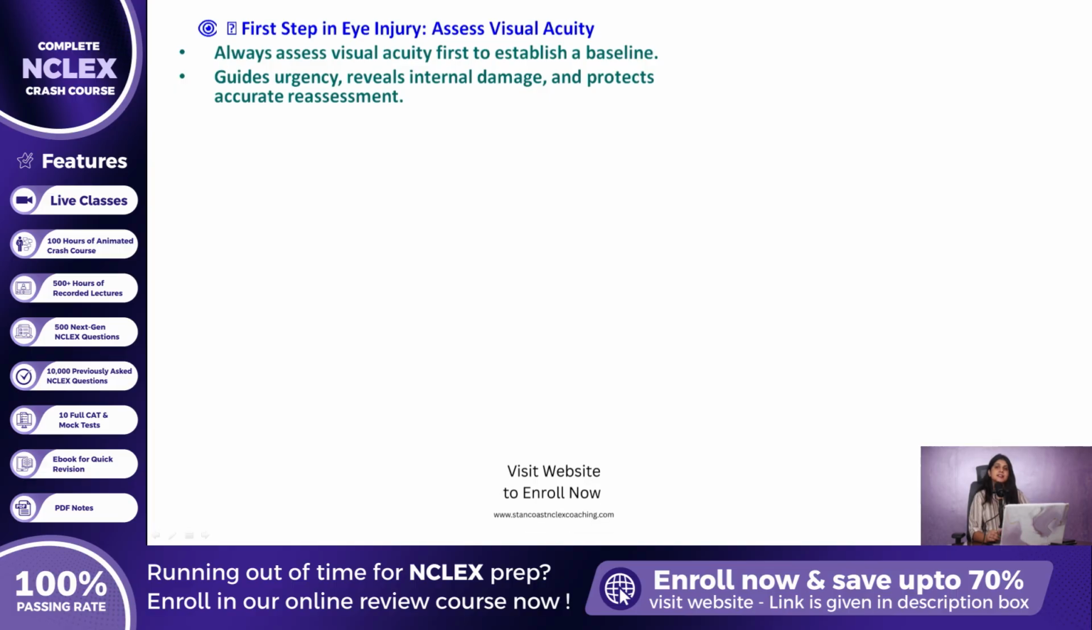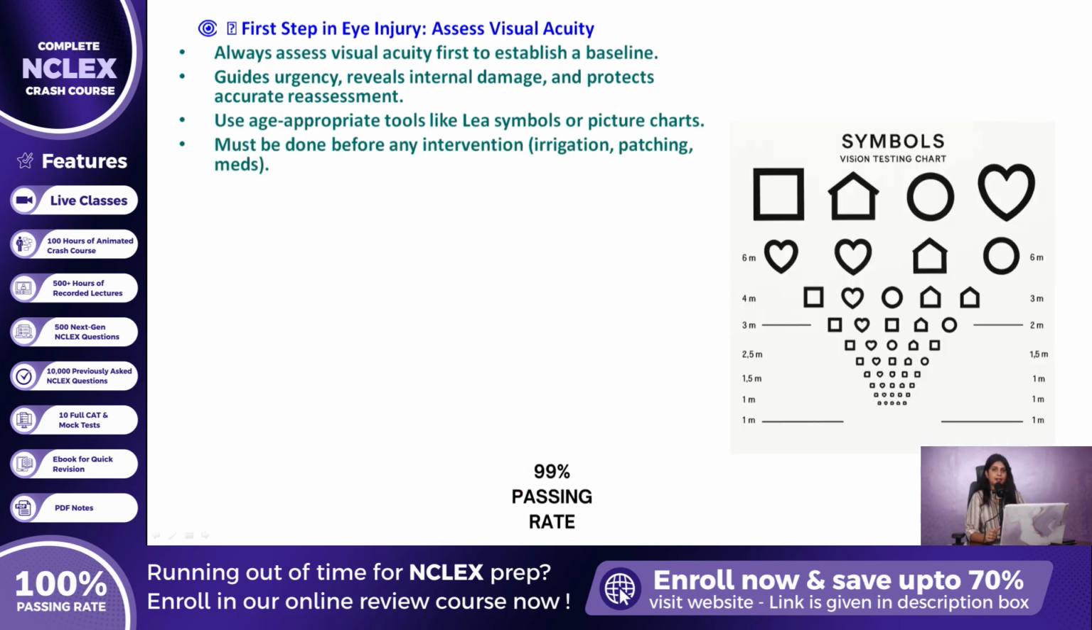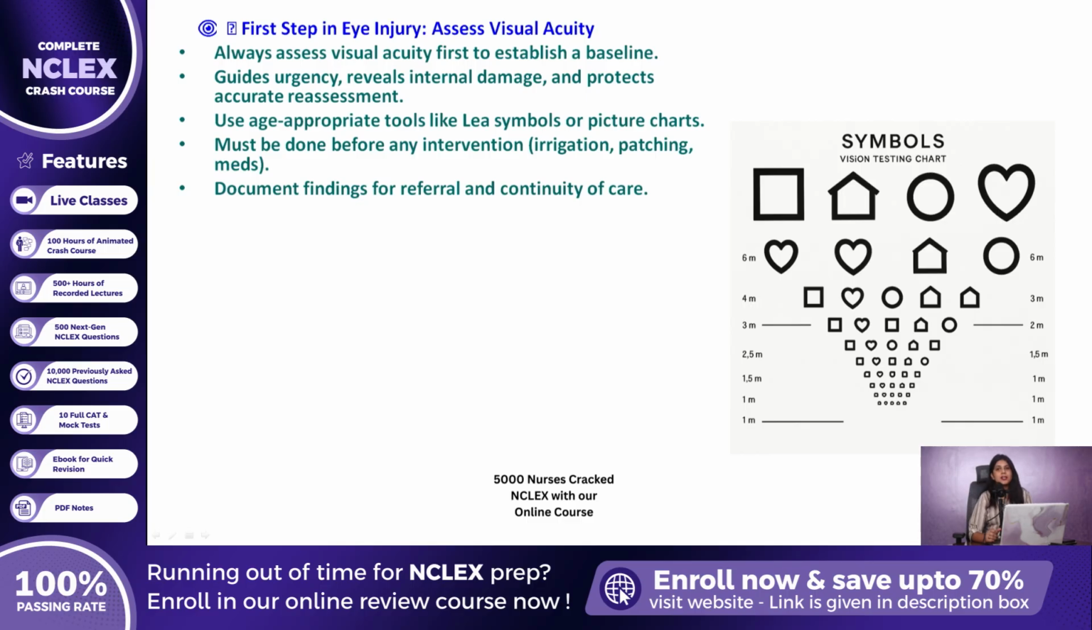Importantly, this test must be done before any further manipulation of the eye, such as irrigation or patching, because interventions can temporarily affect vision, making post-treatment assessments less accurate. In young children, visual acuity should be evaluated using age-appropriate tools like LEA symbols, picture charts, or even simple object tracking if the child cannot verbalize responses. Documentation of these results is essential for communicating findings to the next provider and supporting timely referral if needed.